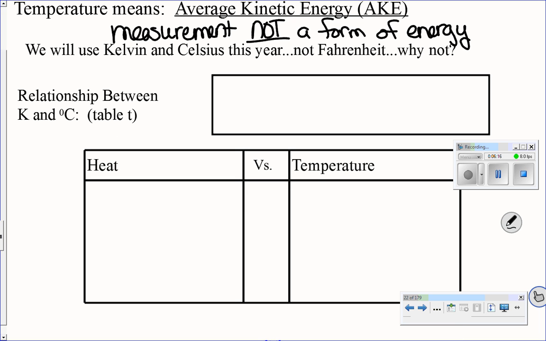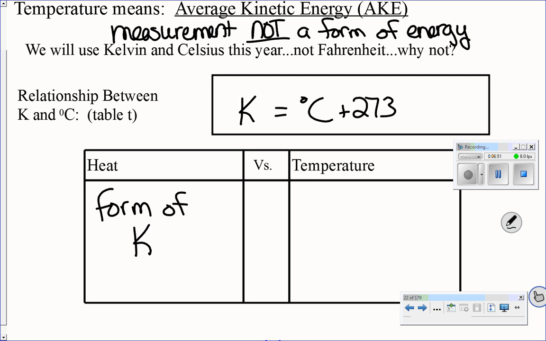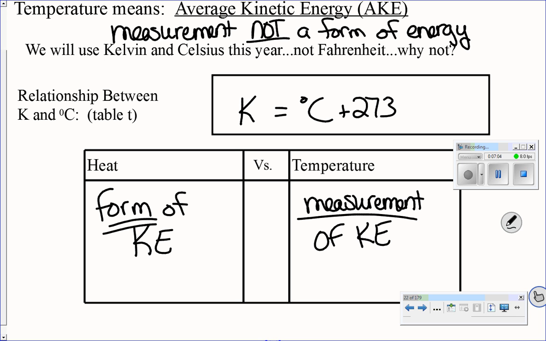The Celsius scale is extremely useful and based on water, which makes it very helpful to us. If you go to Table T on your reference table, all the way down to the bottom, you can find the relationship between Kelvin and Celsius temperature. You have a little equation that allows you to convert between the two units. Very important to keep in mind that heat is a form of kinetic energy. Temperature is a measurement of kinetic energy.